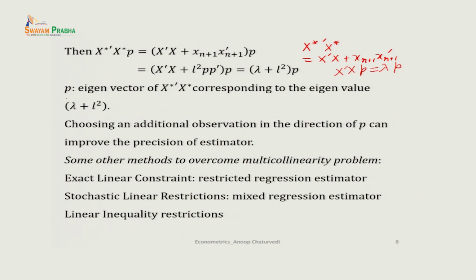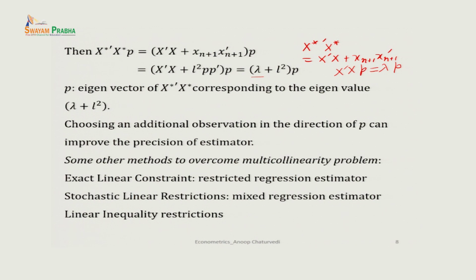Now, p is then eigenvector of x star transpose x star corresponding to the eigenvalue lambda plus L square. Now, remember why we were facing the multicollinearity problem, because lambda was small. You have a small eigenvalue, and then you are facing the problem of multicollinearity.